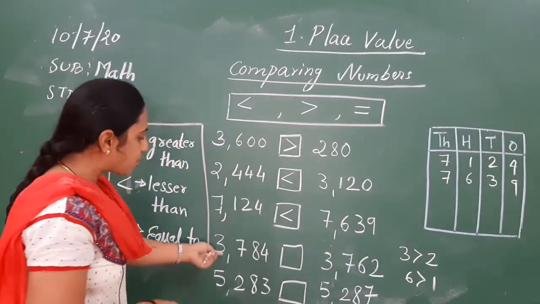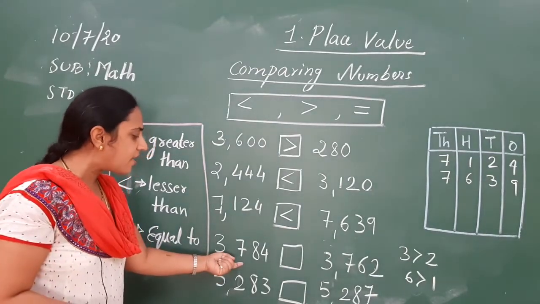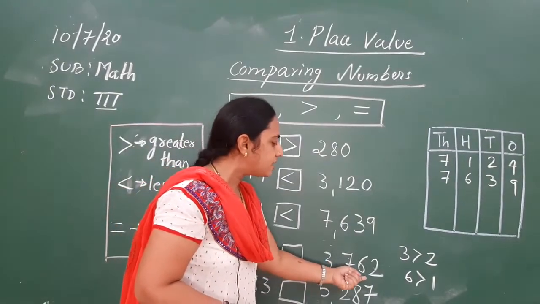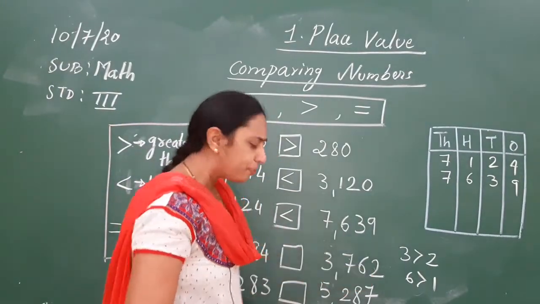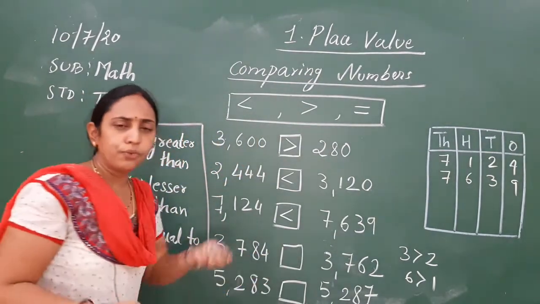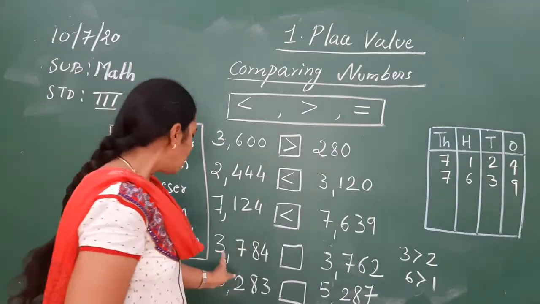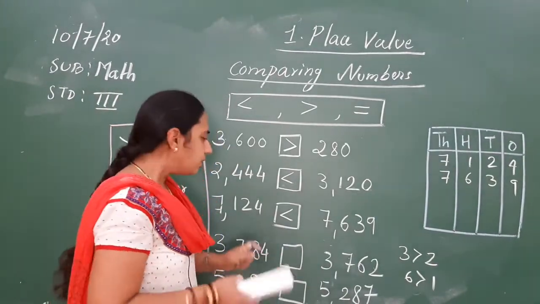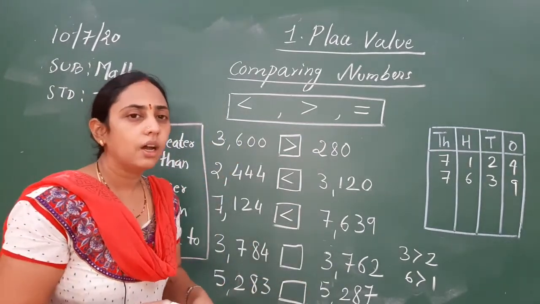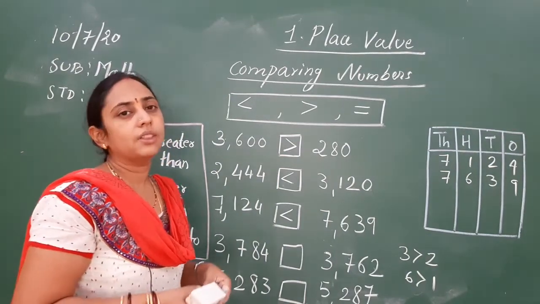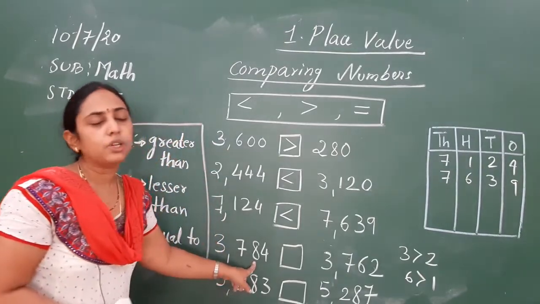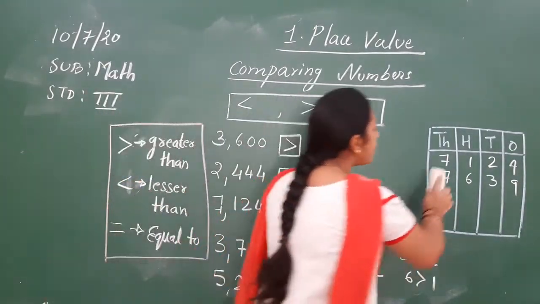Now see the second, this one: 3784, right? 3762. Okay. Now we can see here first rule, both are 4 digits, okay. Second rule, both 3, okay. Third rule, hundreds place, we again have the same numbers in the hundreds place. So when we have the same number in the hundreds place, that means now we should move to the tens place, right?